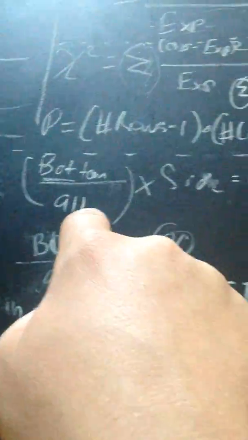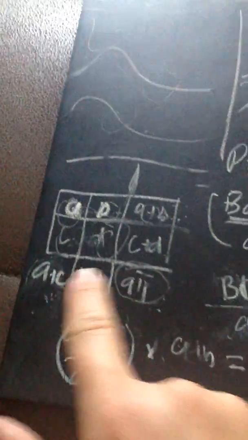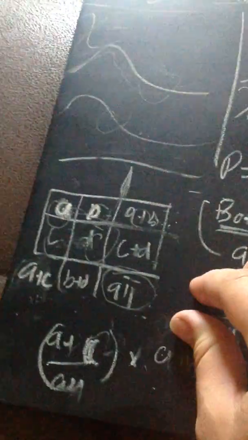3 minus 1 is 2. So it would be 2 times 1, p-value of 2. Easy stuff. Here's the formula again. Bottom over all times side equals the expected value. Okay? And bottom over all, just this over this, is going to give you some sort of percentage of how big is this percent out of the whole thing. So how much is this over the entire thing?